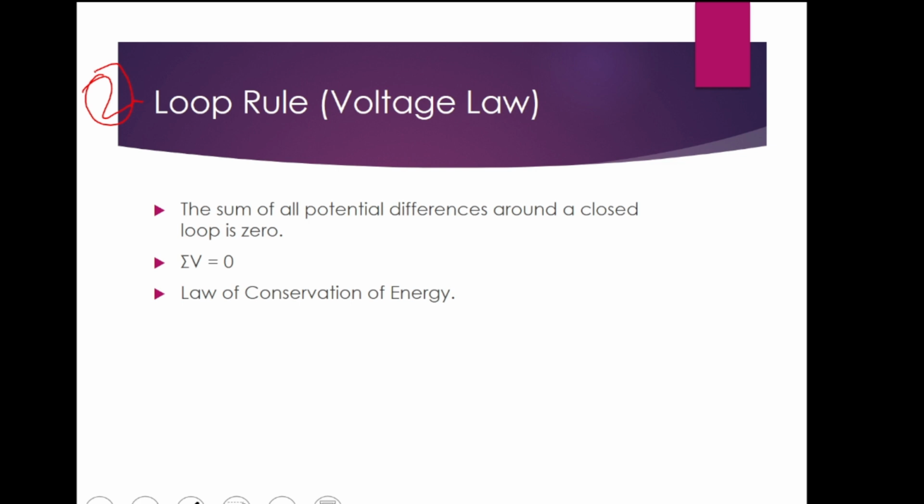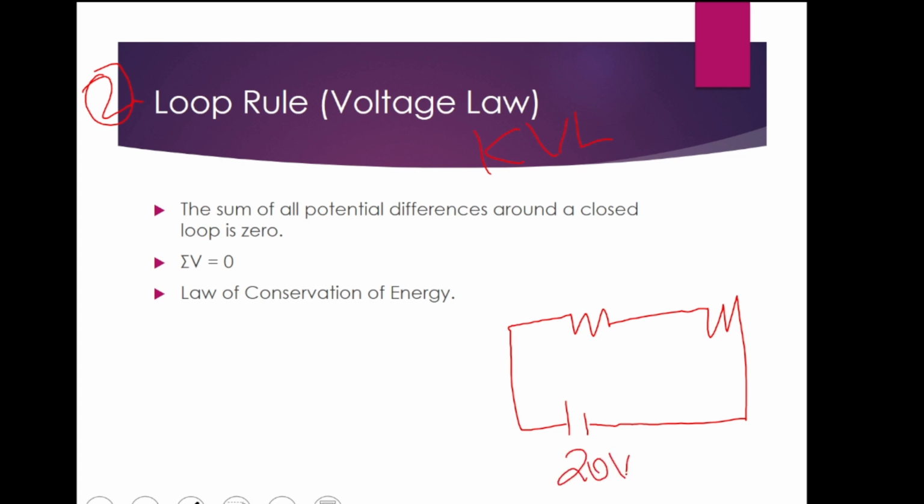Let's come to the second law, the loop law, or Kirchhoff's voltage law, KVL, or the law of conservation of energy. This tells us the sum of all potential differences around a closed loop is zero. Let's say 20 volts is there.